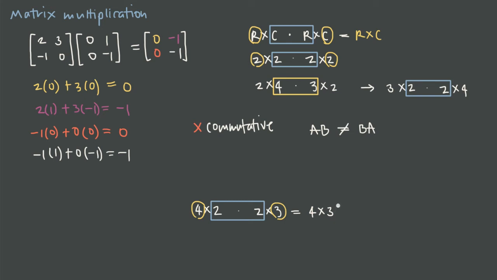The only other thing we want to make sure we know is that while matrix multiplication is not commutative, it is associative and it's also distributive.